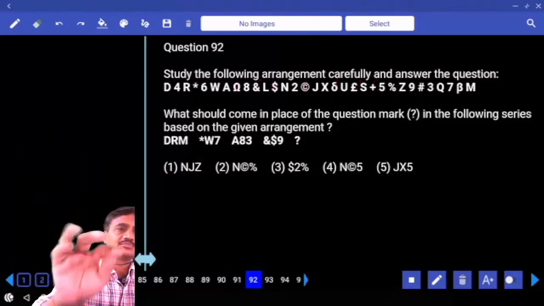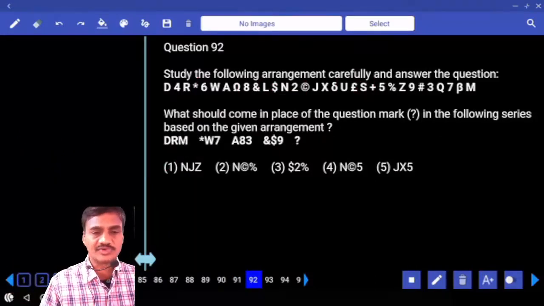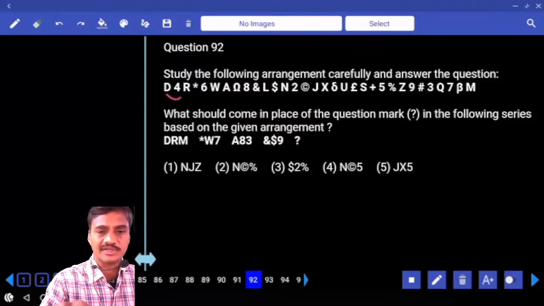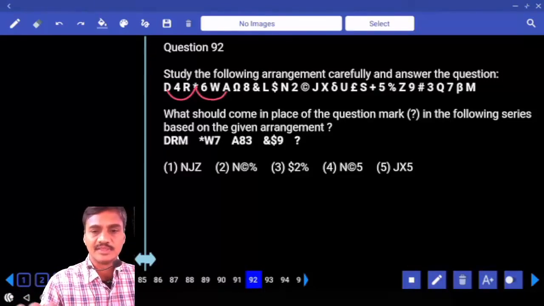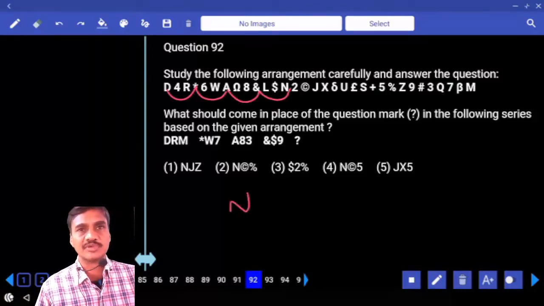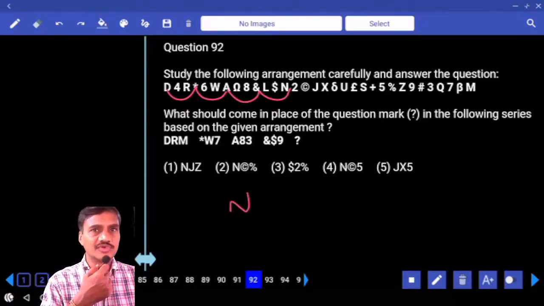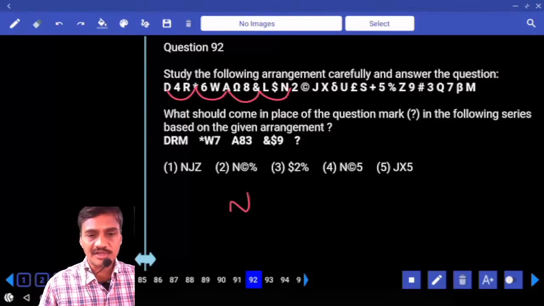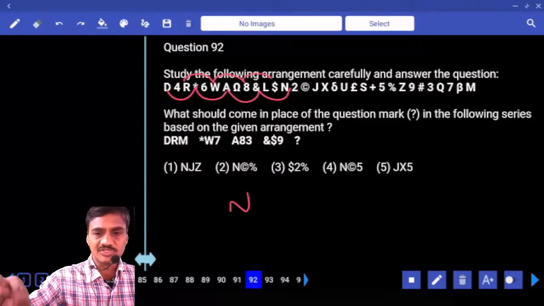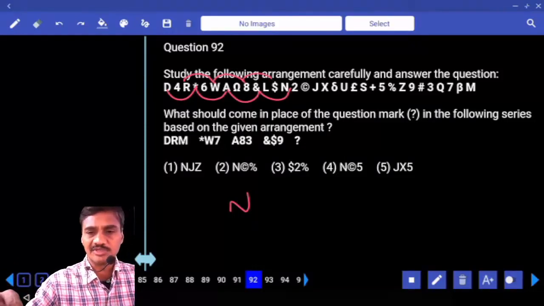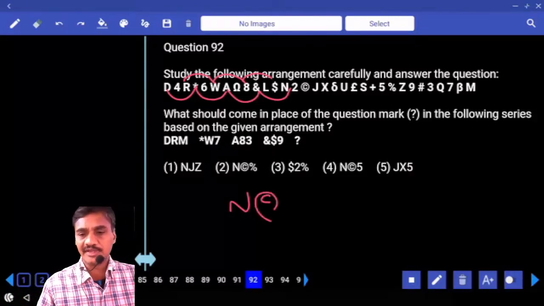Question 92: what should come in place of the question mark? Start with the first one, D and star. The difference is plus 3. Star and A is plus 3, and A and N is plus 3. So the first letter is N. Then the second, R and W is plus 3, W and 8 is plus 3, and the next plus 3 is dollar. Dollar plus 3 gives the copyright symbol.